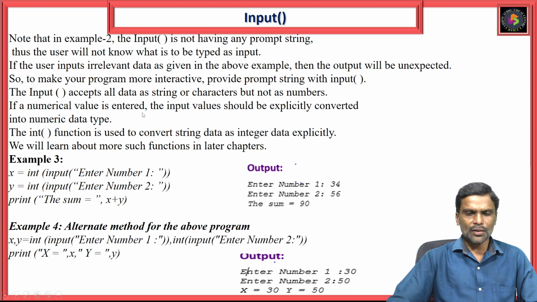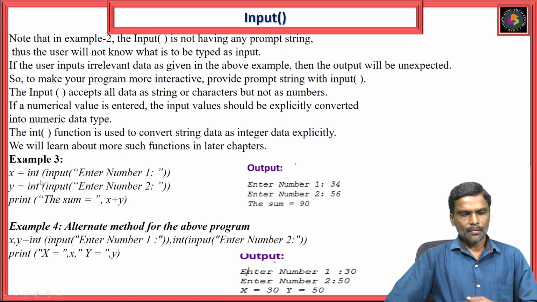If a numerical value is entered, the input value should be explicitly converted into a numeric data type. The int function is used to convert the string to integer data explicitly. Explicitly means the user provides this to convert the data from one form to another form. Then here examples you can see.